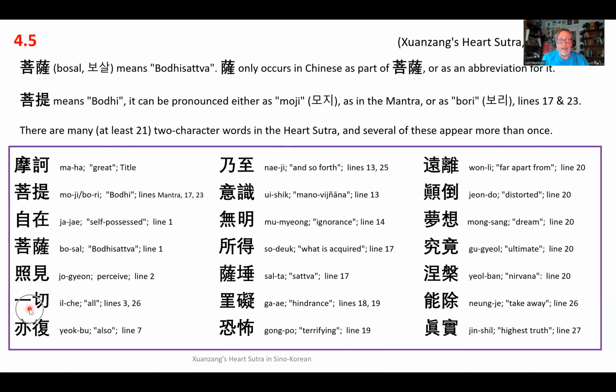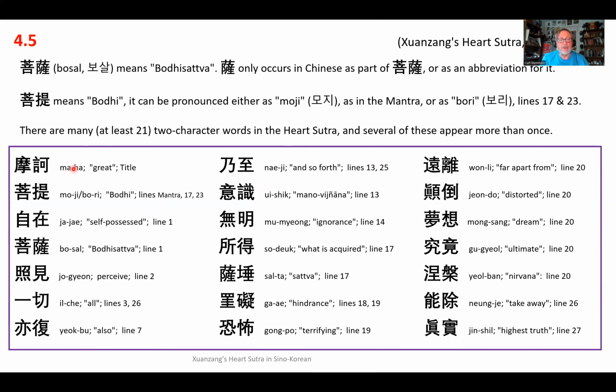Ilche shows up 2 times in the Heart Sutra. In the Japanese version of the Heart Sutra, it shows up 3 times, and it means all. Okay, so you might want to refer back to this slide as we continue going through this.